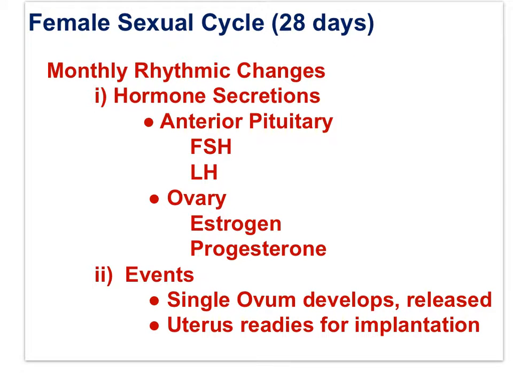Oogenesis in females involves a complex interplay of hormones to release one egg per month on a cycle known as the menstrual cycle. In the course of the month, the anterior pituitary releases FSH and LH. The ovary releases estrogen and progesterone. And within each menstrual cycle, a single ovum, egg, develops and is released, and the uterus readies for implantation of an embryo. The details of the hormones and the events of the menstrual cycle were presented in Topic 6. If you have forgotten the details of the menstrual cycle, you need to go back and review.